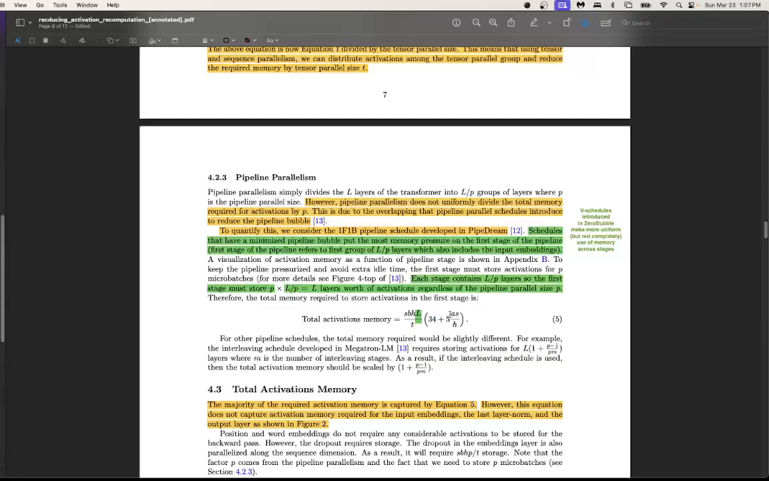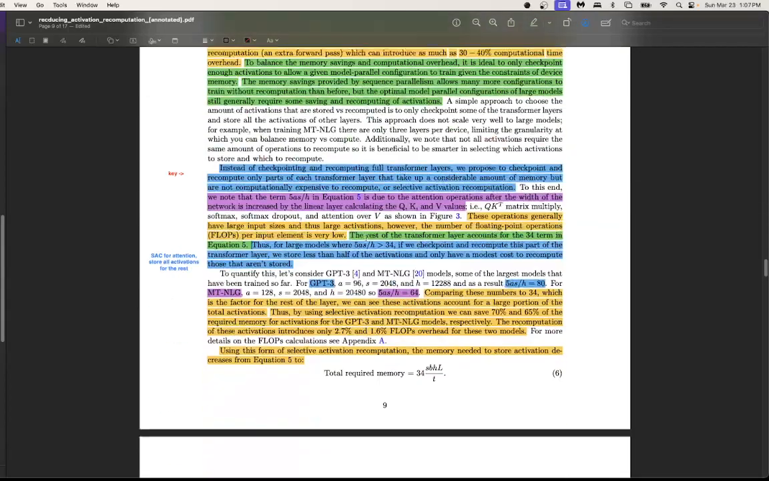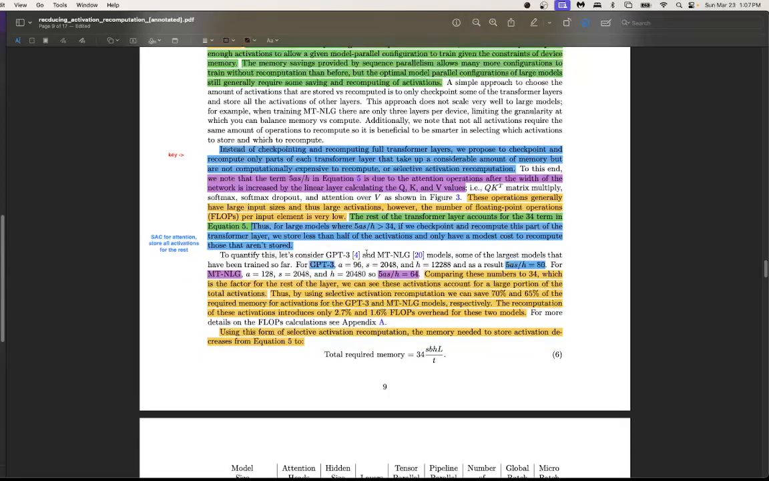it's a 34. My understanding is they looked at the 5AS/H and said that for very large models where 5AS/H is greater than 34, then it's favorable and you'll save more memory. You'll save over 50% of your activation memory by not storing these activations for the attention layers. And this is even more favorable because the specific number of flops required to compute those activations only requires 2.7% extra flops to recompute them.